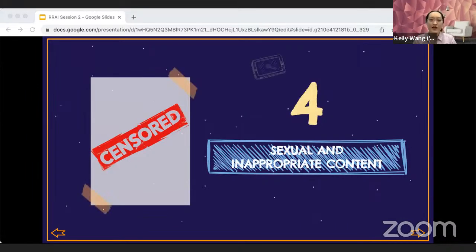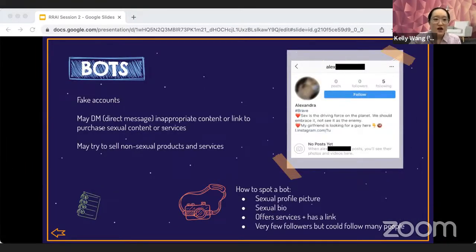And finally, we're going to be talking about sexual and inappropriate content online, starting with bots. So bots are fake accounts that roam pretty much all the platforms. They may follow you and message you with inappropriate content or give you a link to purchase something. It's often sexual, like a sexual service like OnlyFans, or it may be non-sexual, like purchasing a product or investing in something.